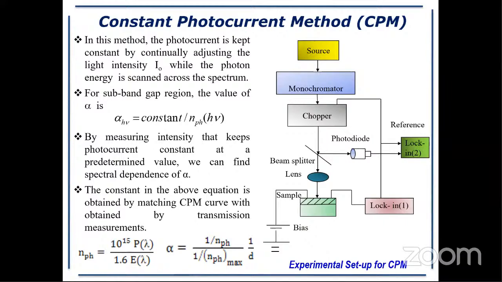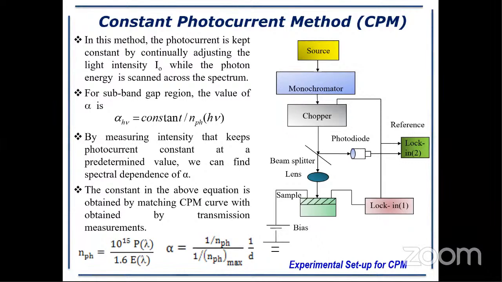Then the last experiment which I will discuss is the constant photocurrent method. Here we are using a light source, and the light is passed through a monochromator so that we can create a single wavelength. Then we are converting this into a pulsating beam. For that purpose we are using a chopper here.